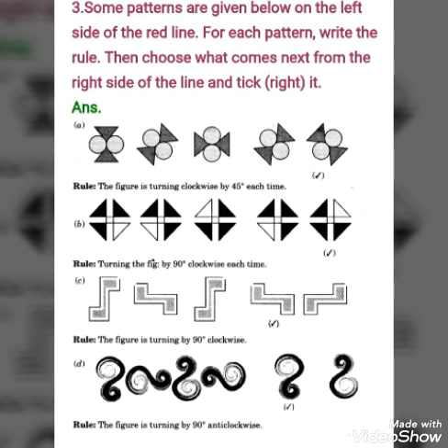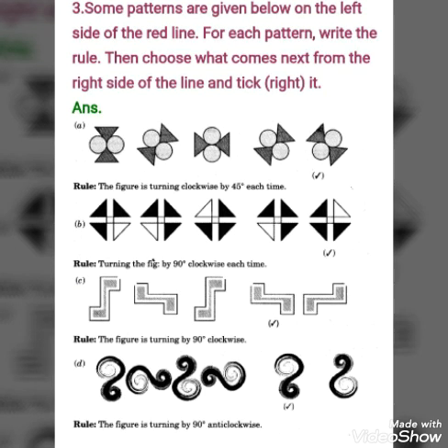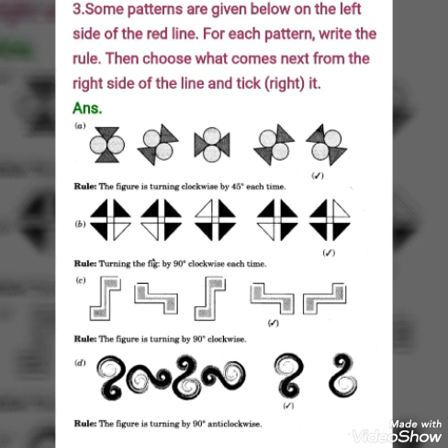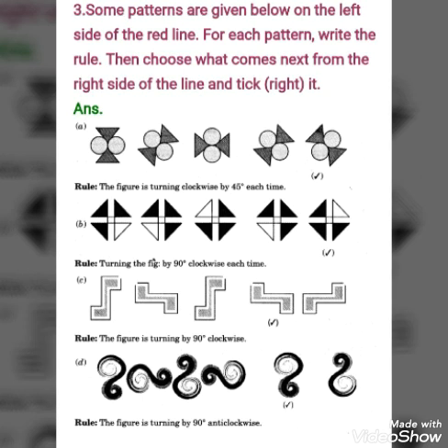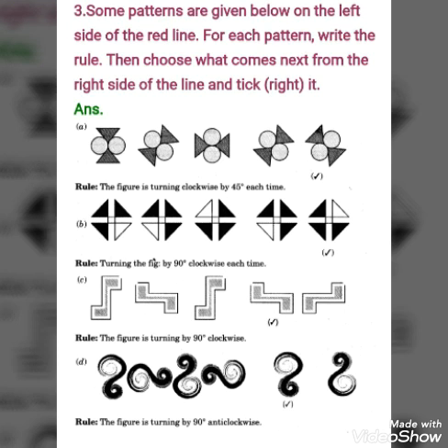Now here is the question that some patterns are given below. On the left side of the red line, for each pattern write the rule, then choose what comes next from the right side of the line and tick right in it. Now here you have this question in your book. Here you can see the black and white image, but in your book it is not black and white, it is actually colorful. But here I have done it in black and white. The shaded theme I have followed. You can also do it with pencil, it will look the same, black and white.